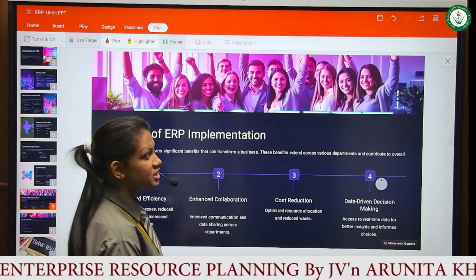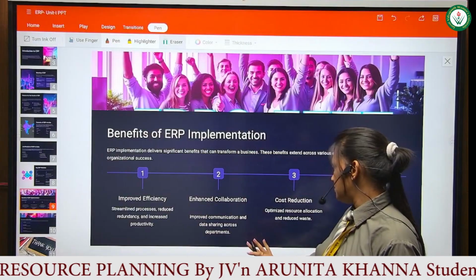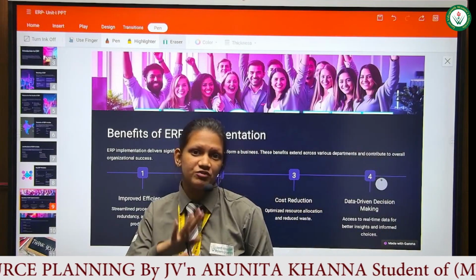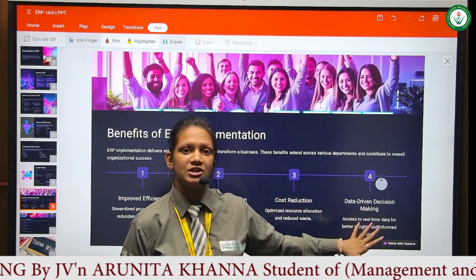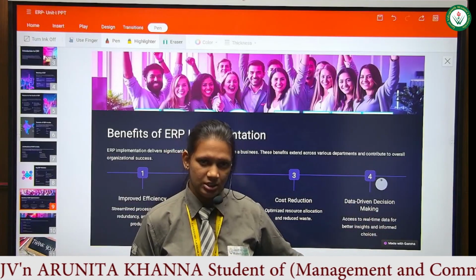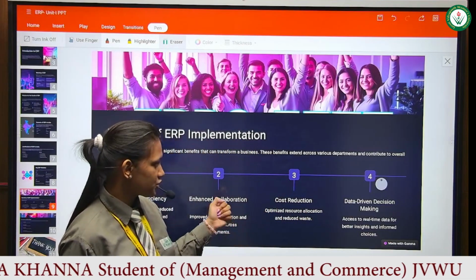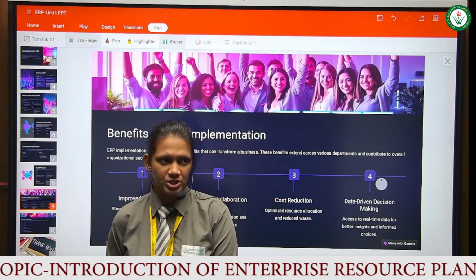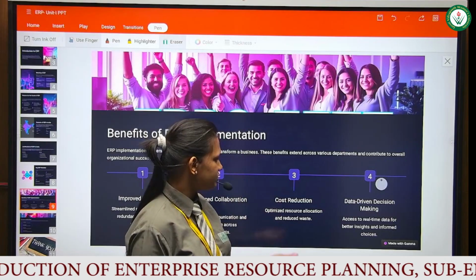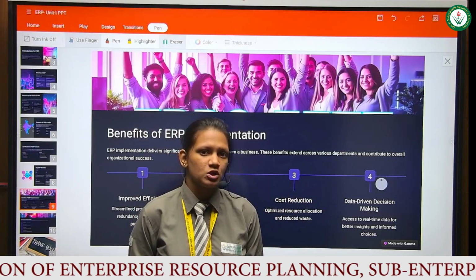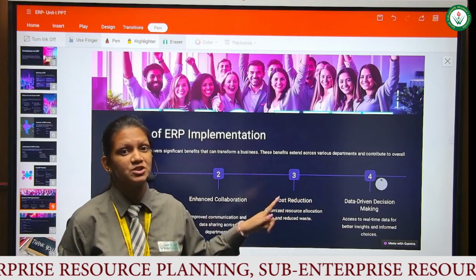And last but not the least is the benefits of ERP implementation. Improved efficiency, enhanced collaboration, data-driven decision making. Whatever data we have, we inculcate it in the ERP, so that we have the decision at the end of the day, so that we can progress in our field. Cost reduction, resource allocation, and reduction of waste. Whatever we are making or doing, we have to reduce, because we always talk about recycle, reduce and everything. So ERP helps in cost reduction.